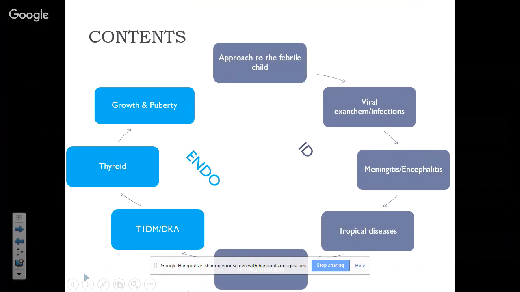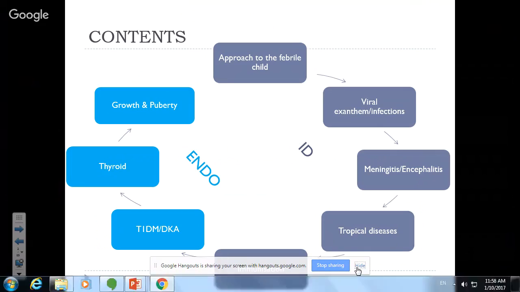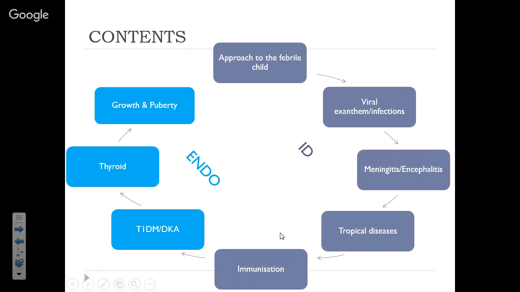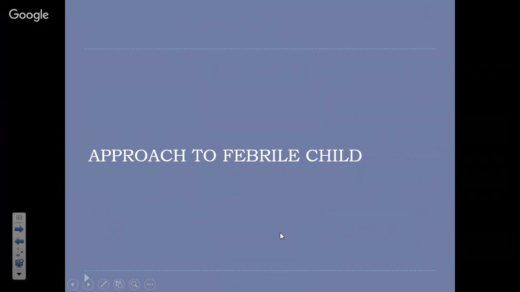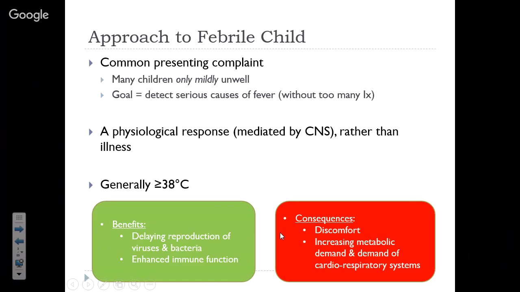First of all, an approach to the febrile child, talking about some viral infections, meningitis, and some immunizations as well. And then moving on to endo, which is mostly diabetes and a few other things as well. Cool. So first of all, approach to the febrile child.